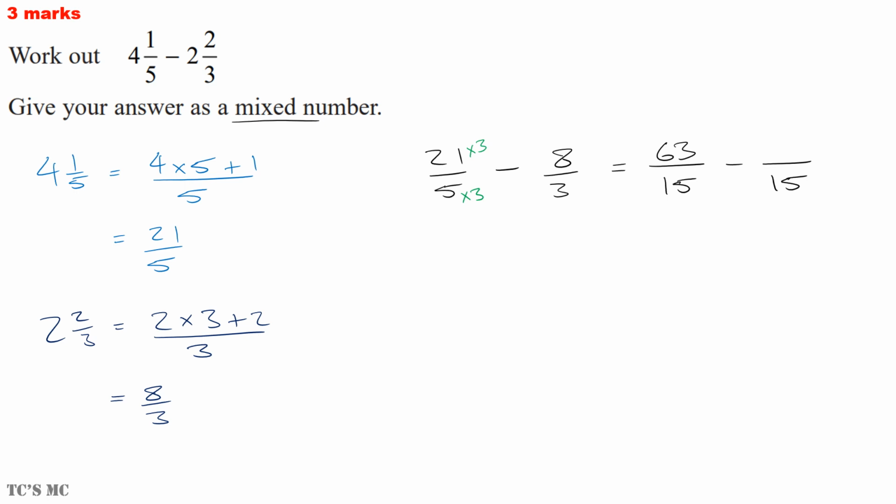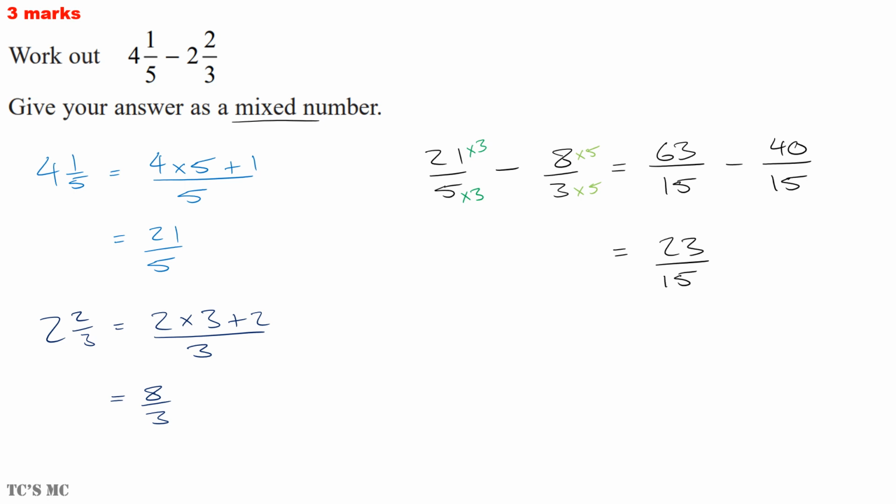For 3, we need to multiply by 5. Do the same to the numerator. And now we have 40/15. Now we have a second mark. 63/15 subtract 40/15 is 23/15.